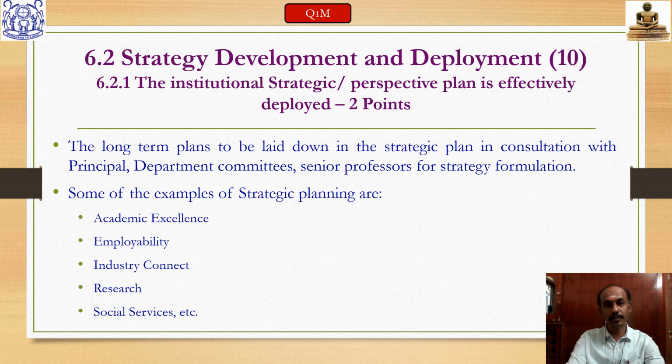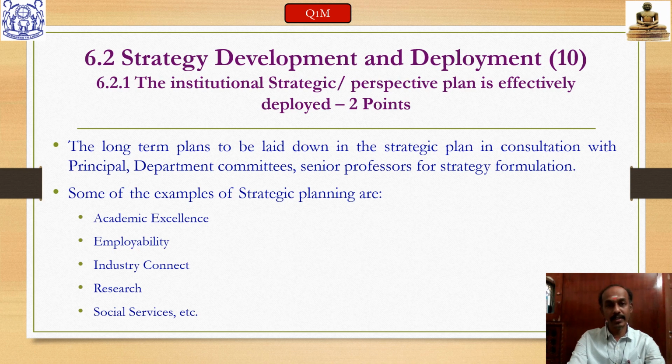The long-term plans are to be laid down in the strategic plan in consultation with the principal, department committees, and senior professors for strategy formulation. And please correct me if I am wrong, I think the academic council, where all the heads of the department and academic council members participate in that meeting, discusses what happened in the previous academic year and what the future strategic goals are. So those kinds of agenda will be discussed in this academic council, as well as in the governing body.